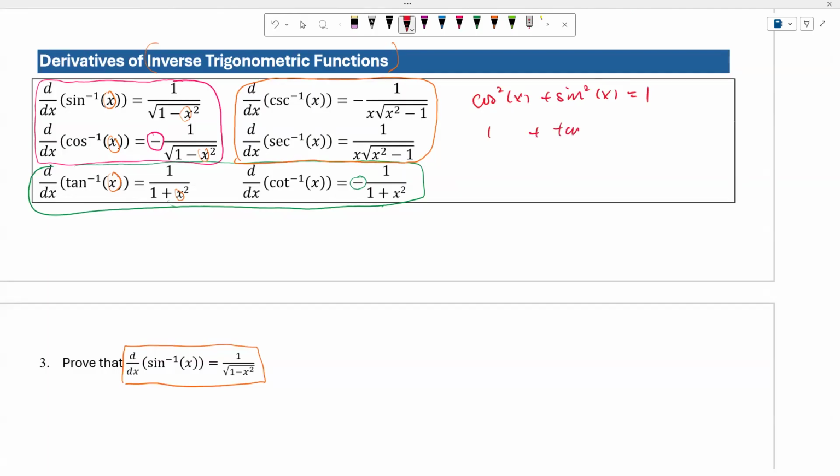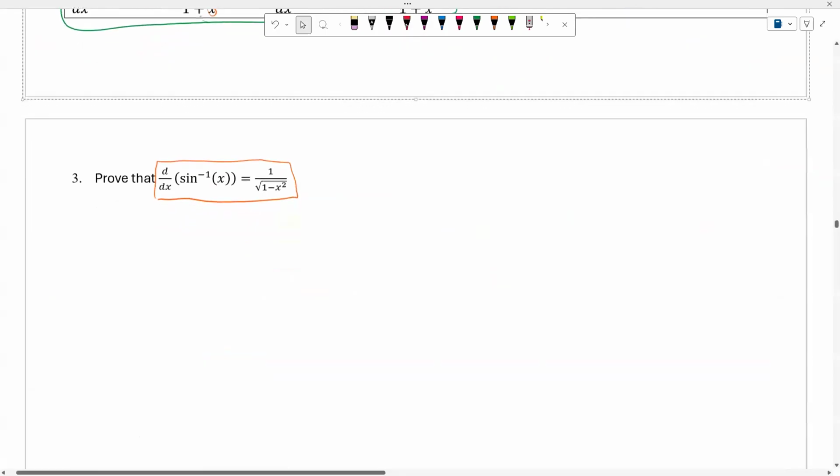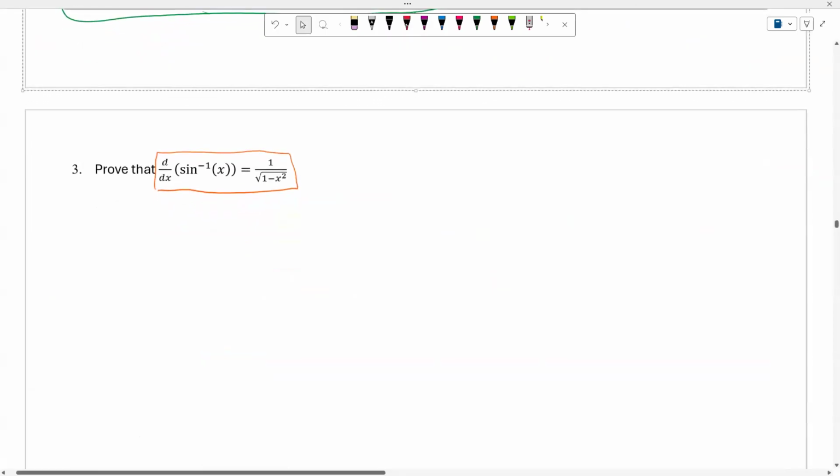1 plus tangent squared x is equal to secant squared x. 1 plus cotangent squared x equal to cosecant squared x. Those are the things that we need to remember in order to work out the following problems. Then let's see, how do we actually start the problem?